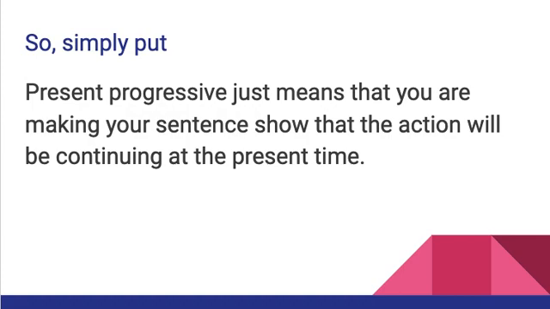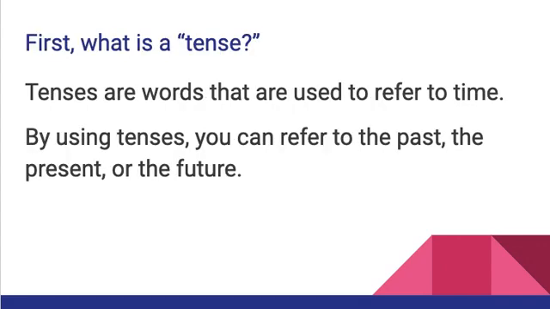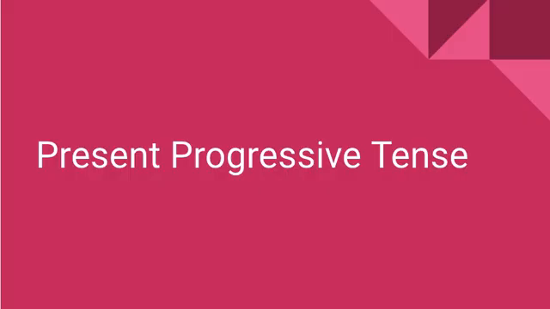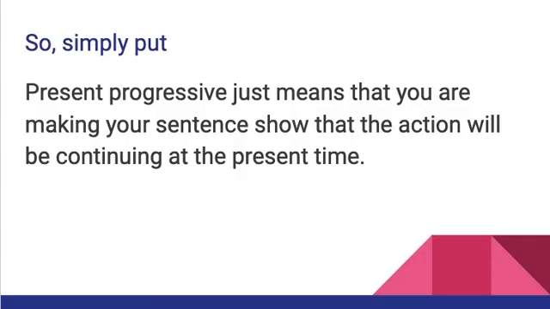So we've talked about the present tense. We've talked about tenses, and they're just words that refer to the time, and you can use them to refer to the past, present, or the future. And we've talked about the present progressive tense, which remember, it just means that you are making your sentence show that that action will be continuing at this present time.